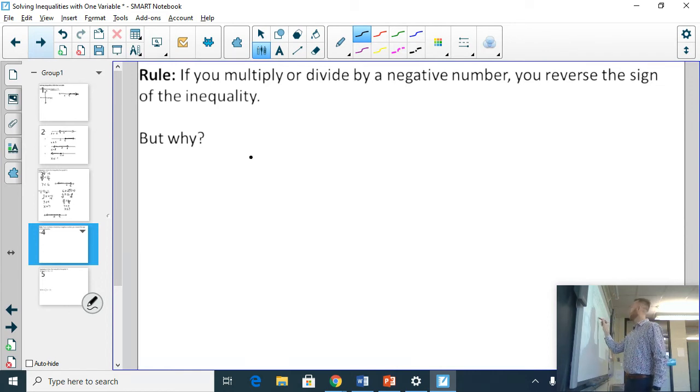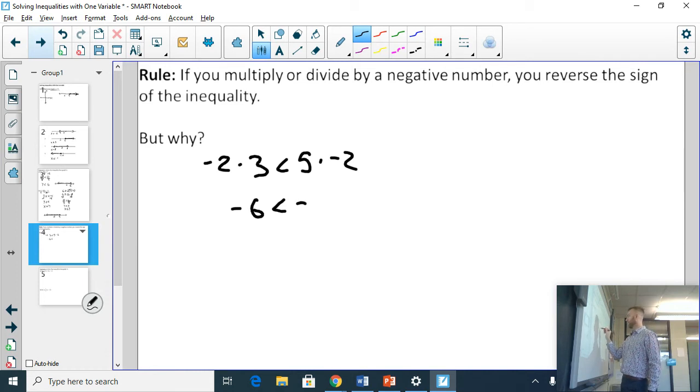So if we have 3 is less than 5, that's a true statement, right? Let's multiply both sides by negative 2. So if I do 3 times negative 2 and 5 times negative 2, what do we get? 3 times negative 2 is negative 6. And then less than 5 times negative 2 is negative 10. But that's not true, is it? Negative 6 isn't less than negative 10.